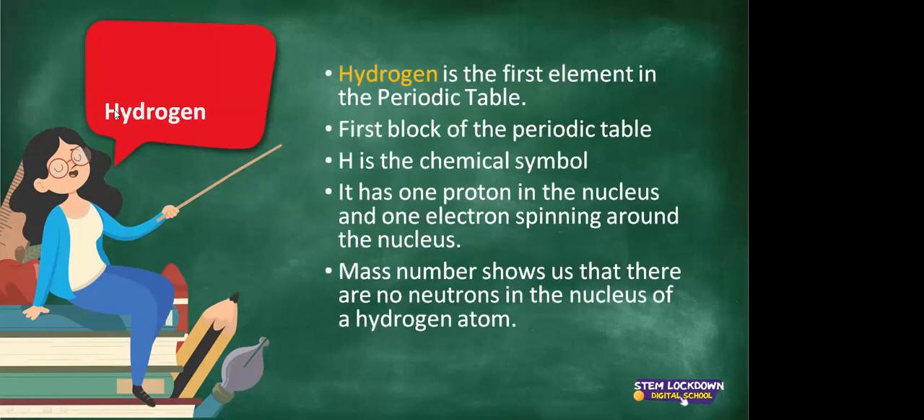When you're looking at hydrogen, hydrogen is the first element in the periodic table, in the first block of the periodic table. The symbol for hydrogen is H. It has 1 proton in the nucleus and 1 electron spinning around the nucleus. Then the mass number shows us that there are no neutrons in the nucleus of a hydrogen atom.